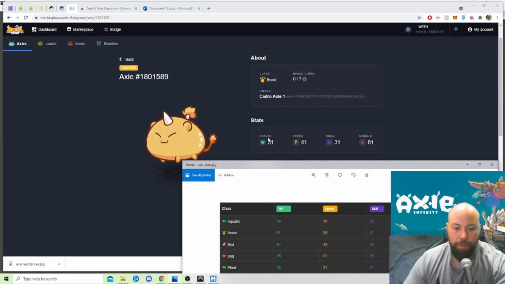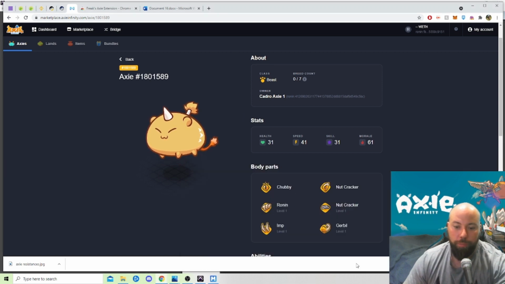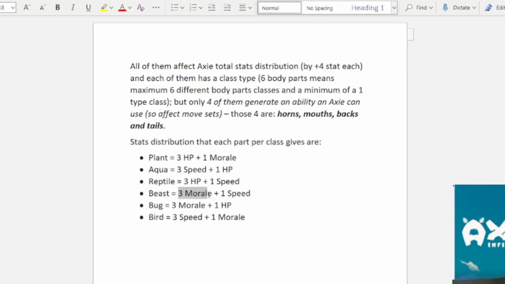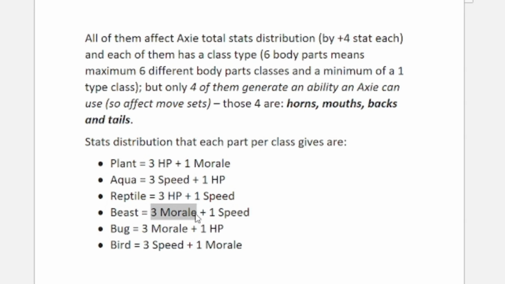So if I look at Beast here, I've got 31 health, 31 health. I've got 41 speed, 35 speed, 31 skill, 31 skill, 61 morale, 43 morale. So our speed and morale have been affected. Now, because I know that it is a purebred beast, I can go to this chart that I brought up before, and we know that a beast per body part that is a full purebred of beast will give you this statistic, which is 3 morale and 1 speed.